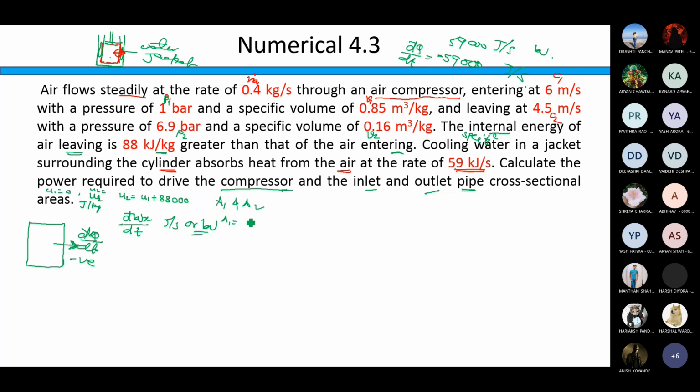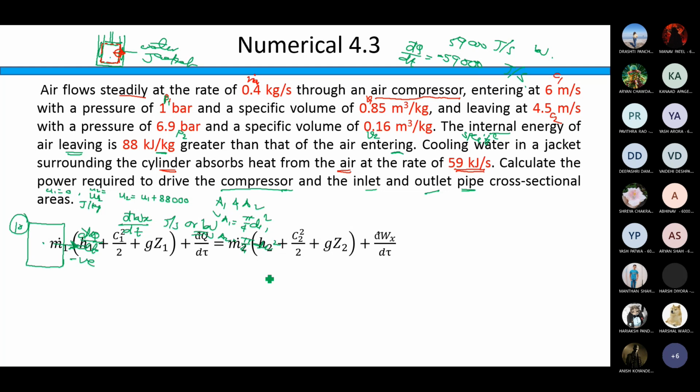So A1 will be pi by 4 D1 square, right? And A2 is pi by 4 D2 square. They have not asked you to find out the diameter. They have straightaway asked you to find out the area. Of course, once you know the area, you can find out the diameters also. That's fine. So this is the starting equation, equation 10.